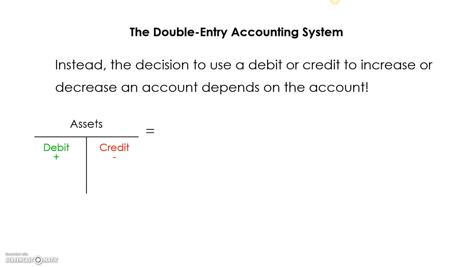So, for instance, if we were dealing with the asset cash, cash would increase on the left side of our T account, and likewise cash would decrease on the credit right side of our T account. All assets would follow this same general rule. Liabilities, things we owe, increase on the credit right side, and likewise decrease on the debit left side.